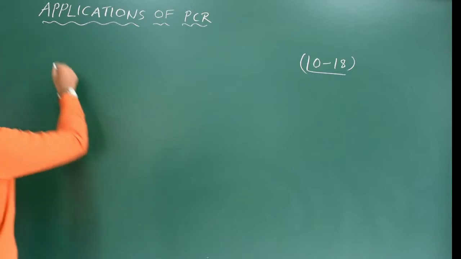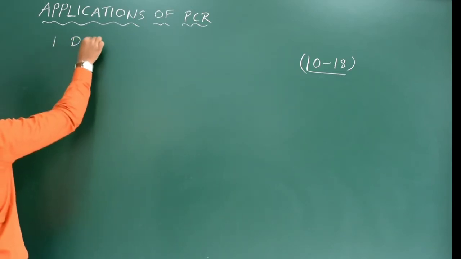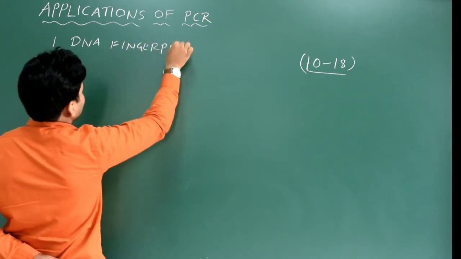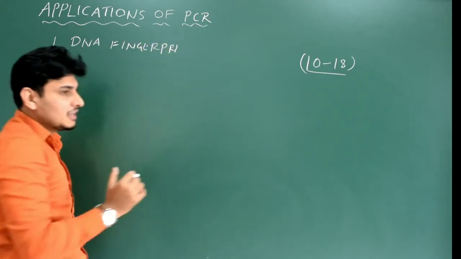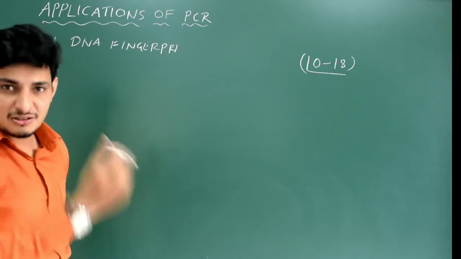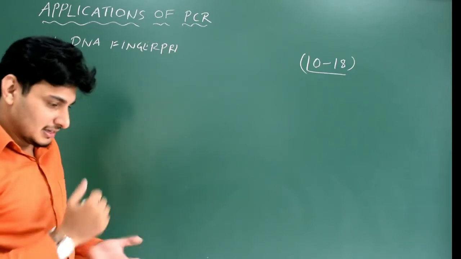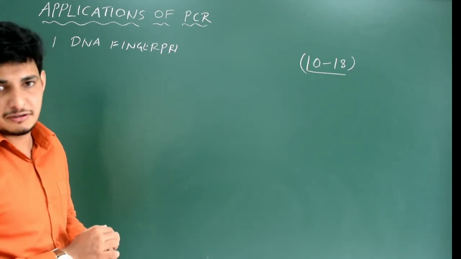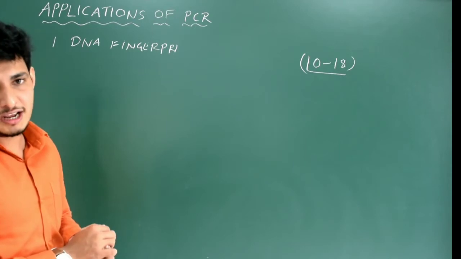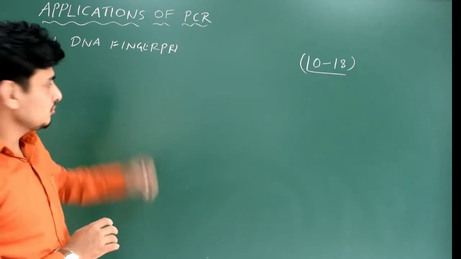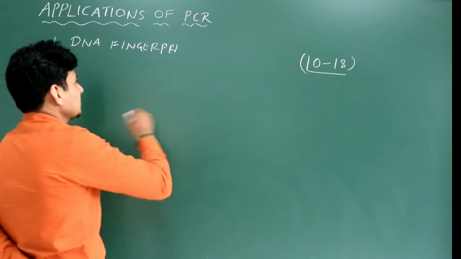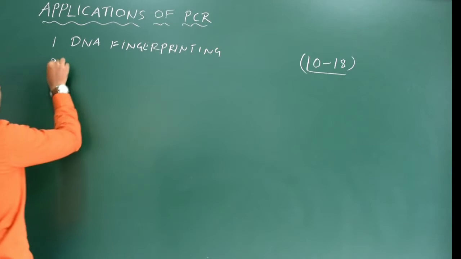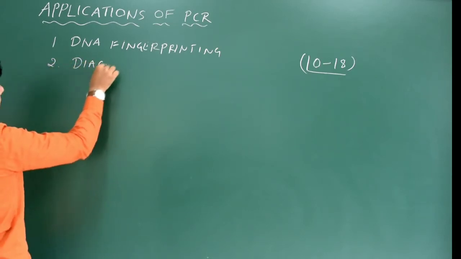Now we see the application. The first application is DNA fingerprinting. Again, in DNA fingerprinting, we need to amplify the available DNA fragment. So in case of an experiment, if we lose that DNA fragment, then it's difficult. We may not get the original DNA fragment again. So to avoid that, we have to amplify that DNA fragment earlier. Okay, so DNA fingerprinting.